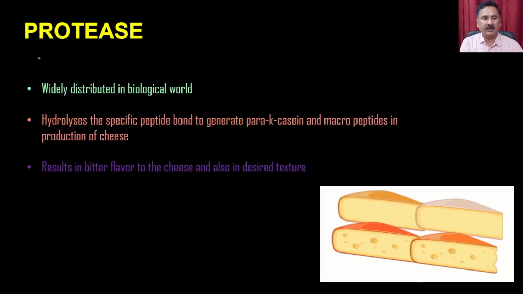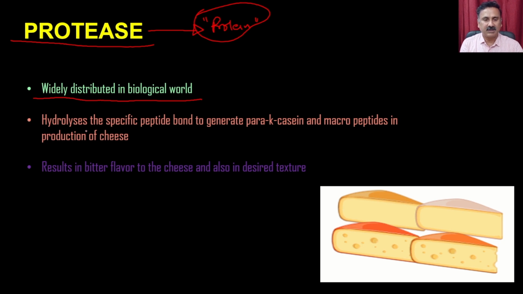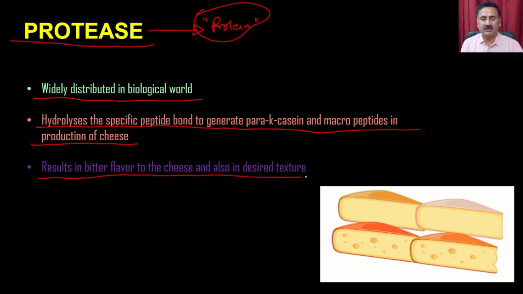Then we have the protease. You know that the role of protease is the degradation of protein, right? So the enzymes which degrade protein are called proteases. It is widely distributed in the biological world, and hydrolyzes a specific peptide bond to generate para-kappa-casein and macropeptide in the production of cheese, and it results in a bitter flavor in the cheese and also in desired textures. You can have different types of proteases.